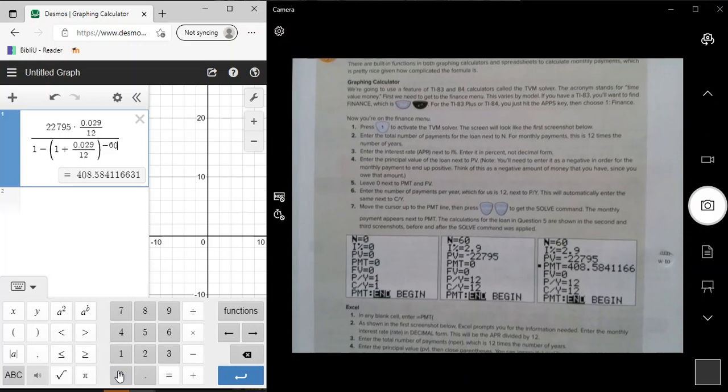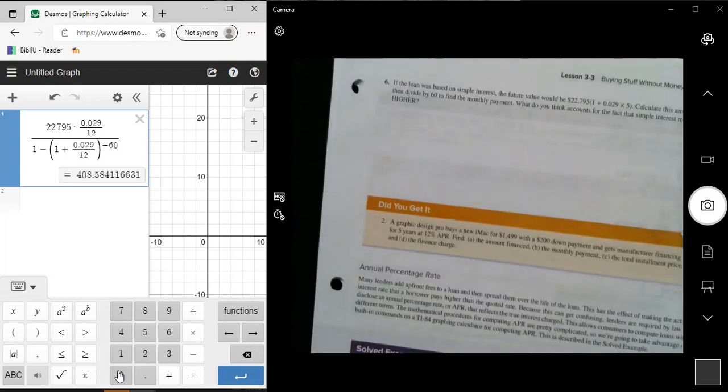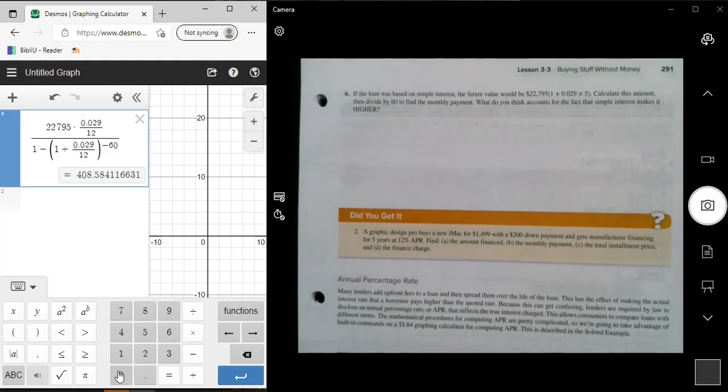Now on the back here, they have things here that you can use with the TI calculator. So you can read that at your leisure. But let's look at problem number 6 on page 291. If the loan was based on simple interest, the future value would be $22,795 times 1 plus 0.029 times 5, because we know 60 months is actually 5 years. It says calculate this amount, then divide by 60 to find the monthly payment. What do you think accounts for the fact that simple interest makes it higher?